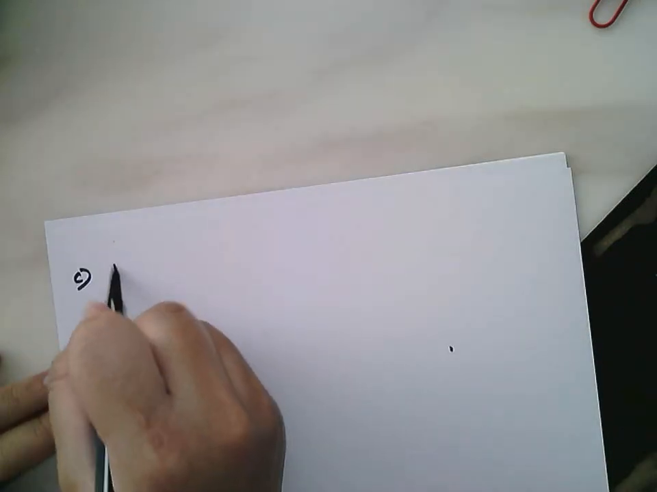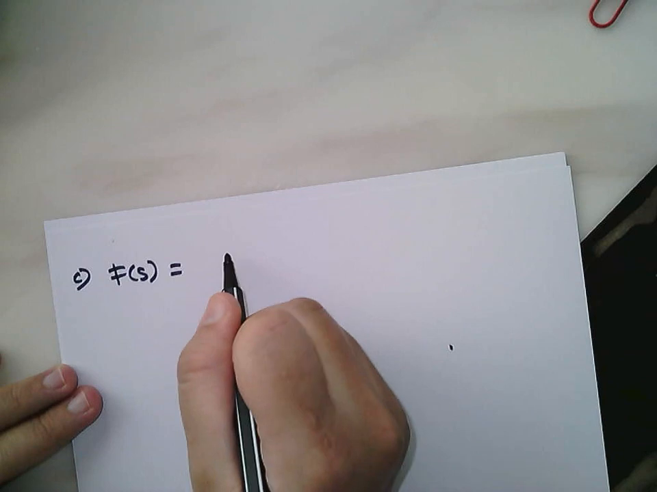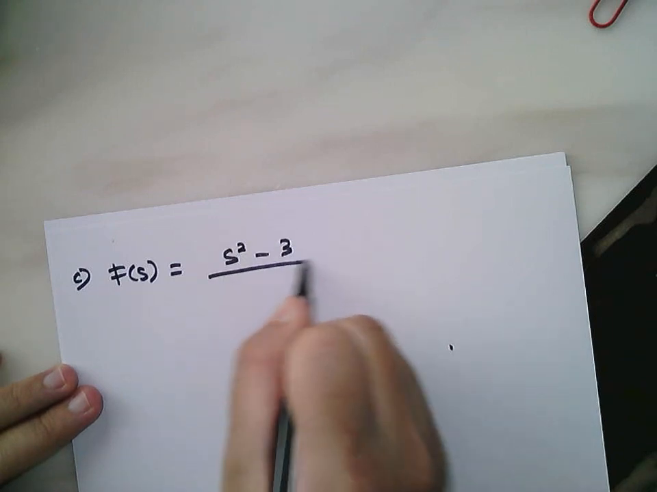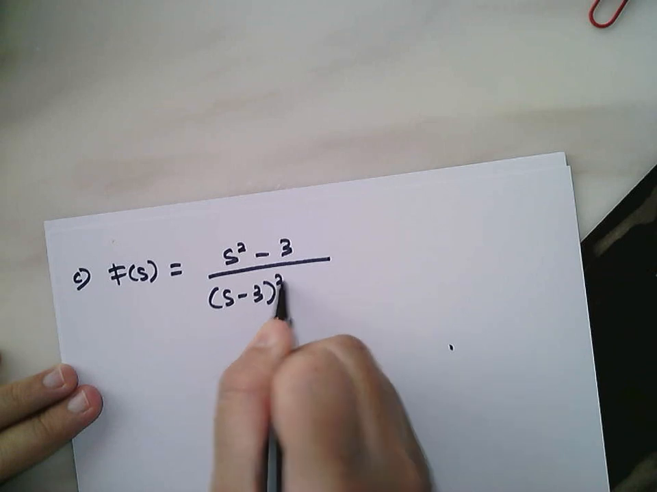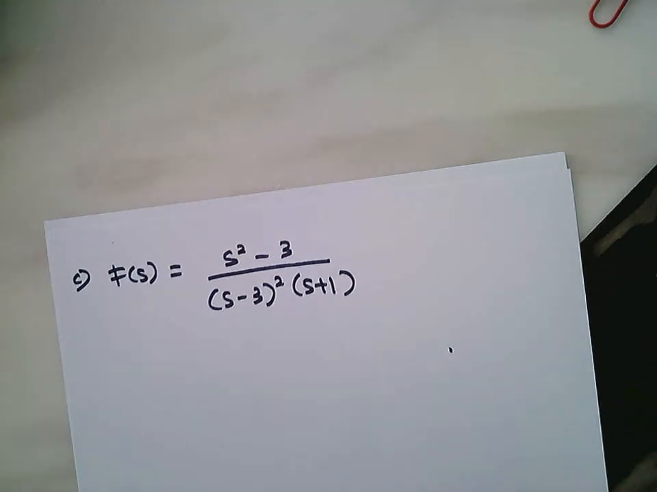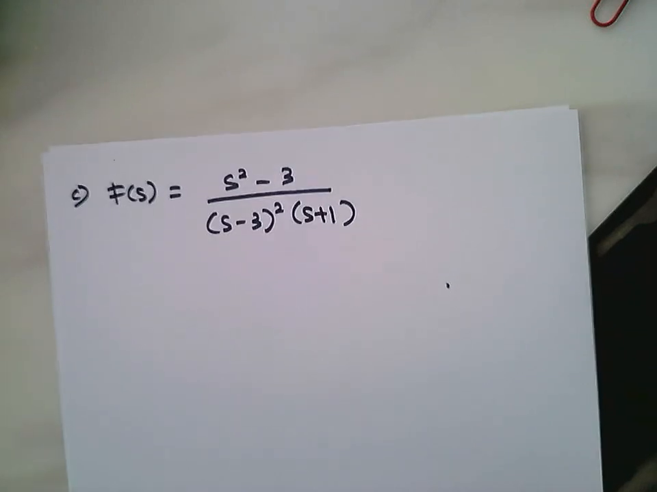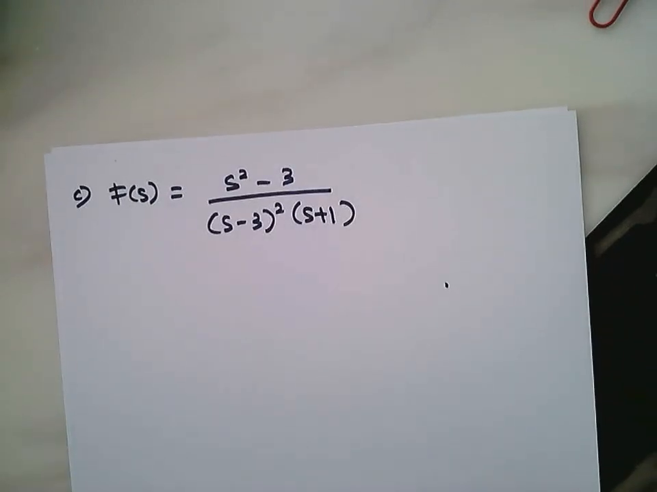So we are still in the same subtopic, which is inverse Laplace transform of a rational function. So we are going to proceed with the third example, which is this function. Let's consider F(s) equals (s squared minus 3) over (s minus 3) squared (s plus 1). Identify first what the factor is, either linear, repeated linear, quadratic, or repeated quadratic, by looking at the denominator here.